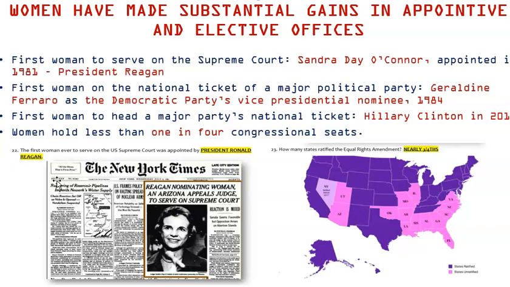And then it says how many states ratified the Equal Rights Amendment, and it says nearly three-fourths. So nearly three-fourths was not quite enough to have it ratified. Now, today, we would have enough, but you have states going back and then states arguing there's a statute of limitations that they need to look at.